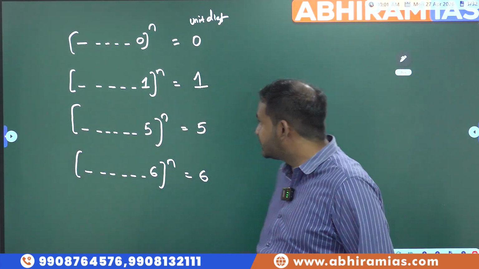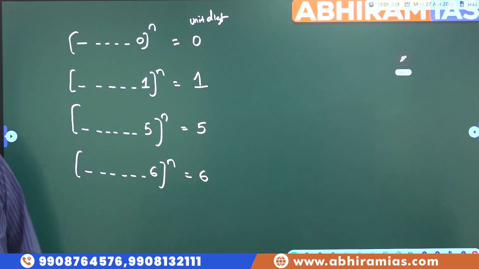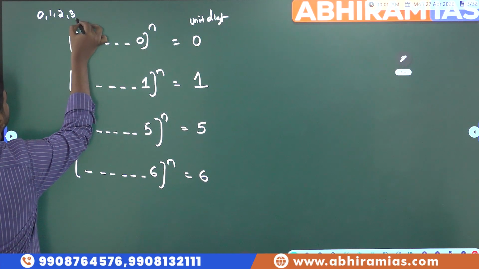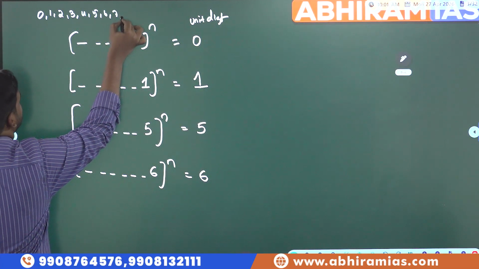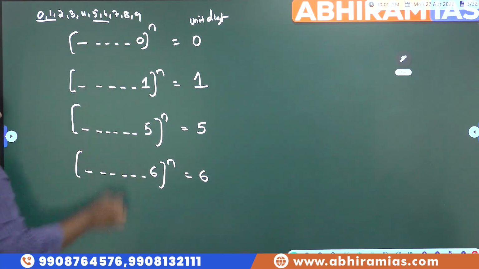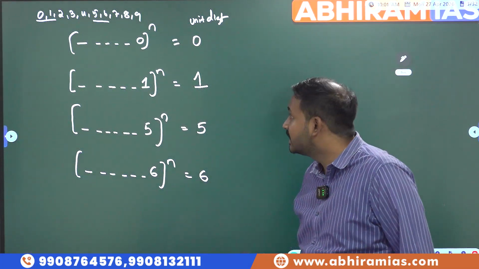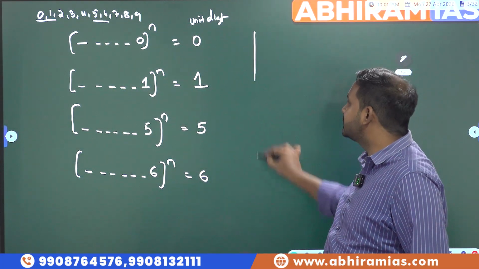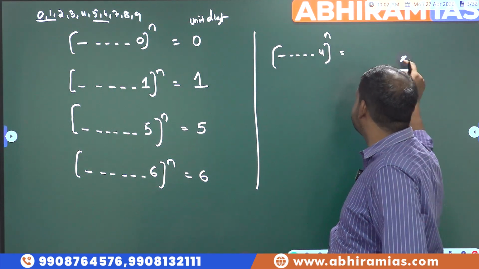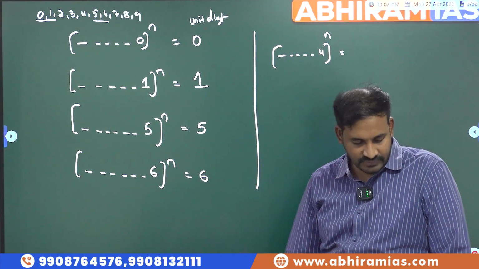ఓకే, మొత్తం డిజిట్స్ ఎన్ని డిజిట్స్ అండి మనకి? How many digits we have? 10. 0, 1, 2, 3, 4, 5, 6, 7, 8 and 9. In this we are done with 0, 1, 5 and 6. And now see here, any number which ends with the digit 4. Now what we will have, we will see now.